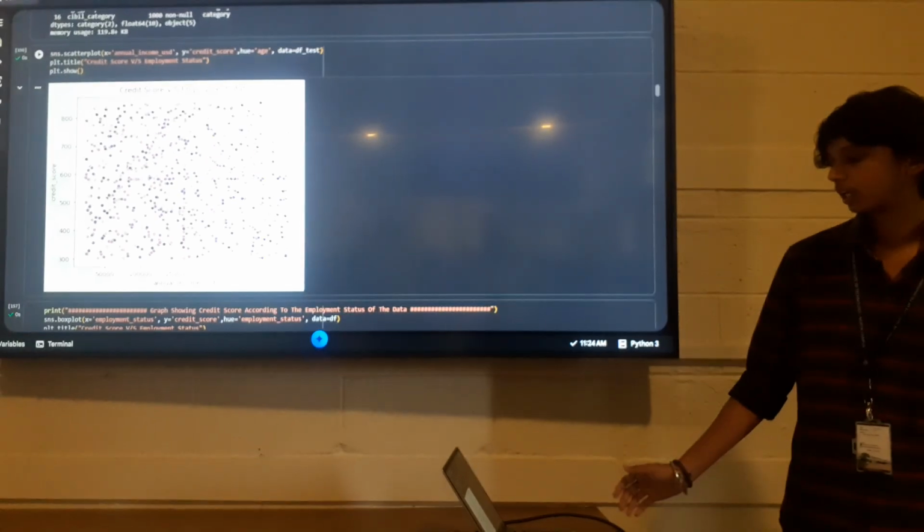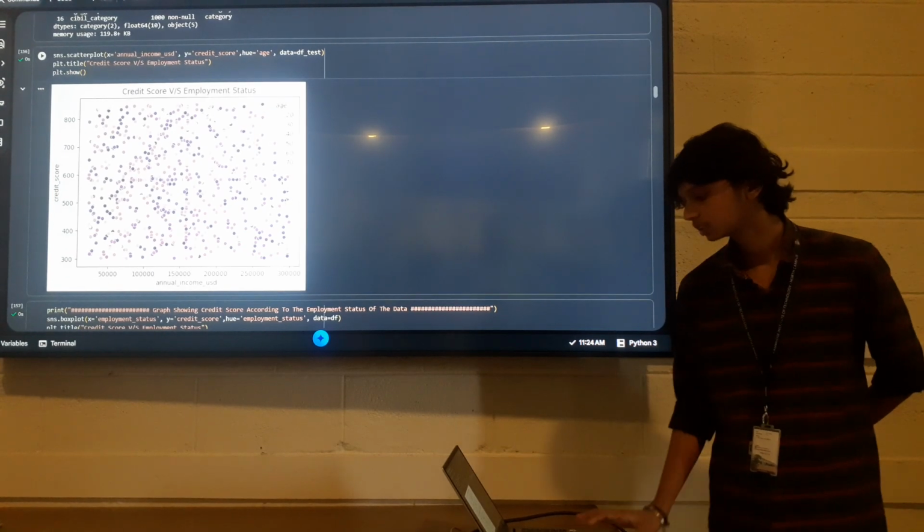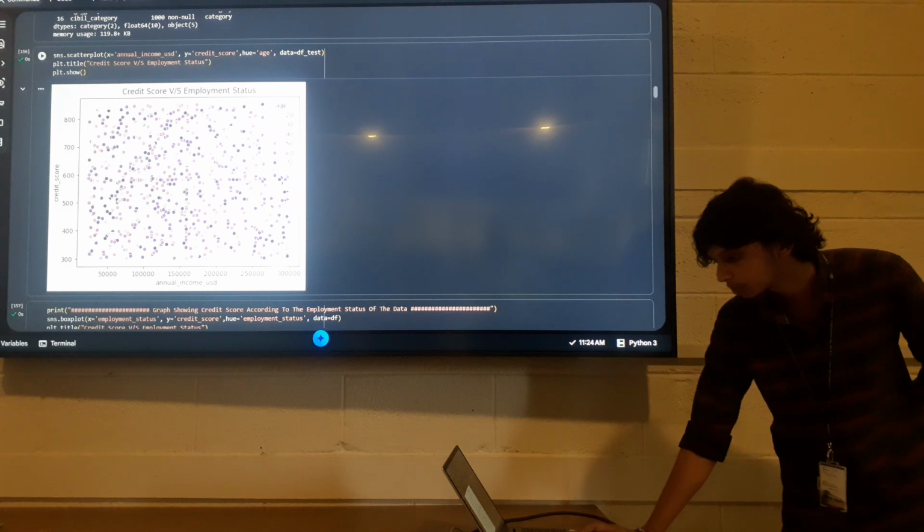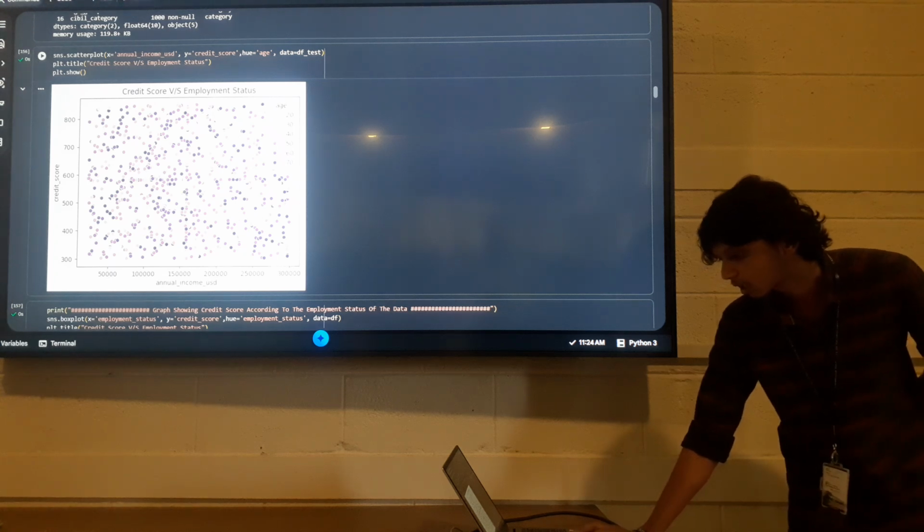Then we can see a scatter plot of credit score with employment status, where we can see that most of the people have lesser annual income or are of higher age. Like you can see this 70 is mostly below the mean value.